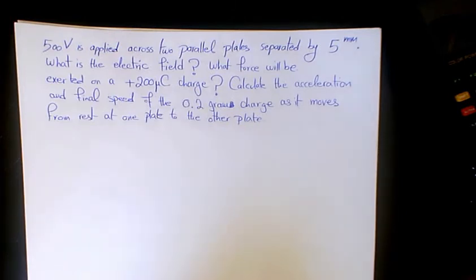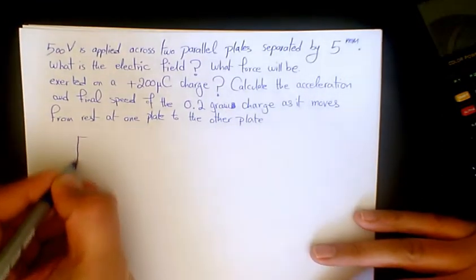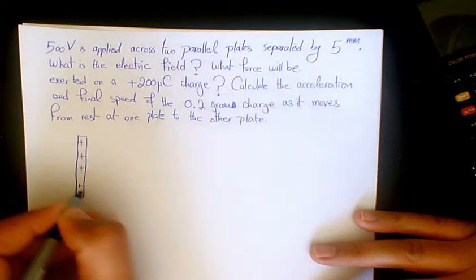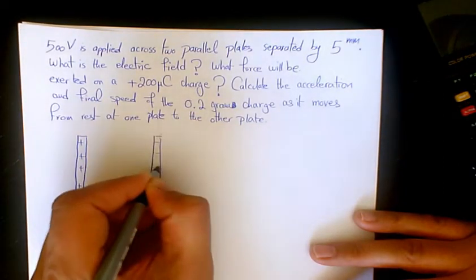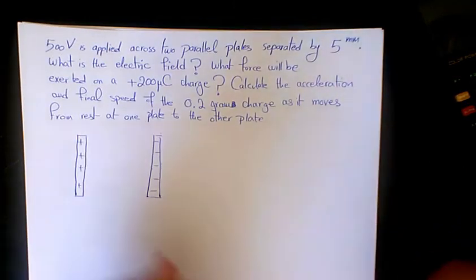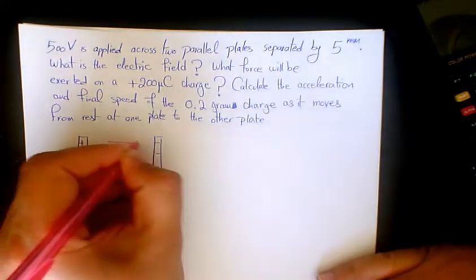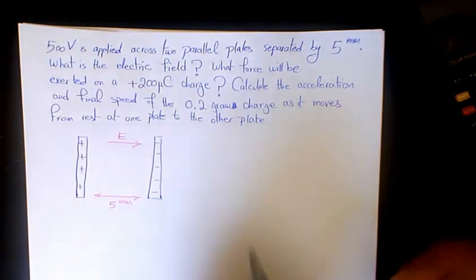And calculate the acceleration and final speed of the 0.2 gram charge as it moves from rest at one plate to the other plate. So we have two plates like this, and they are separated by 5 millimeters. E is going from positive to negative. We need to find out the electric field first.